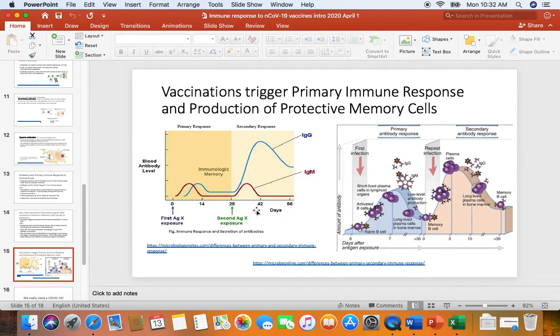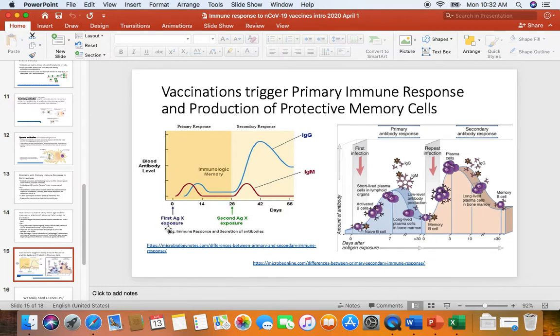More memory cells. So we can take advantage of our understanding of how the primary immune response will trigger production of those protective memory cells by purposely exposing ourselves to antigens of pathogens that won't harm us, right? And that's the whole idea of vaccination.